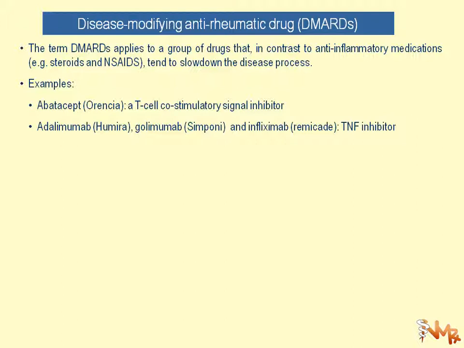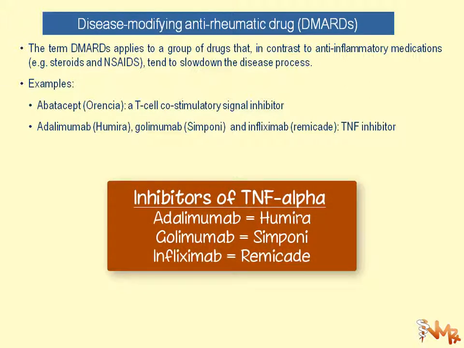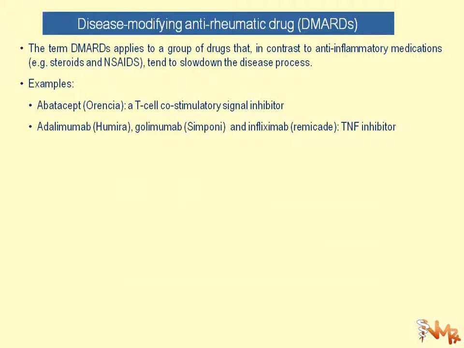A few other medications are adalimumab, the brand name of it is Humira, golimumab, brand name Simponi, and infliximab, brand name Remicade. These are all tumor necrosis factor inhibitors. And as you can tell, tumor necrosis factor also plays an important role in pathogenesis of rheumatoid arthritis. The other drug is D-penicillamine that reduces T cell numbers.